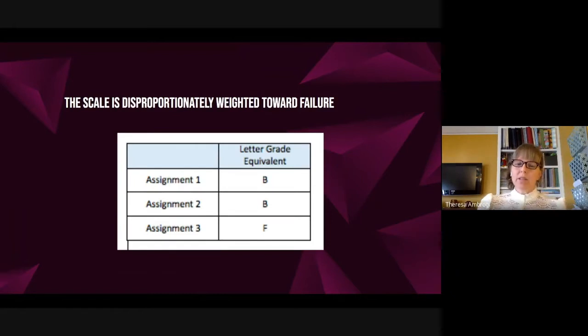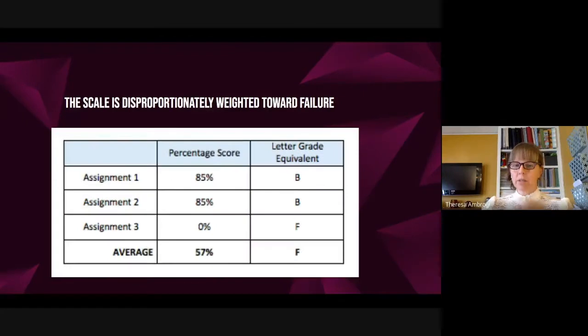So let's look at this student's grade with our 0 to 100 scale. So go ahead to the next slide, Marissa, if you would. So let's put in some percentage points for this student. So a B is an 85. That's pretty standard. And let's go ahead and use the 0. So if we put a 0 in for this student and we average these three grades up, her average comes out to a 57%. So with that 0, we've dropped her two 85s, almost 30 percentage points.